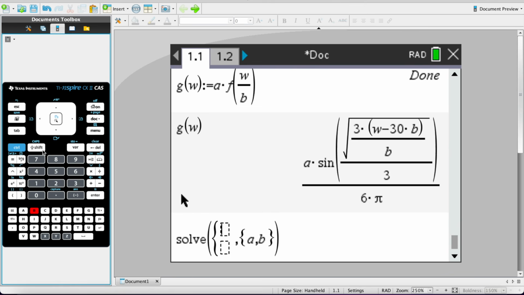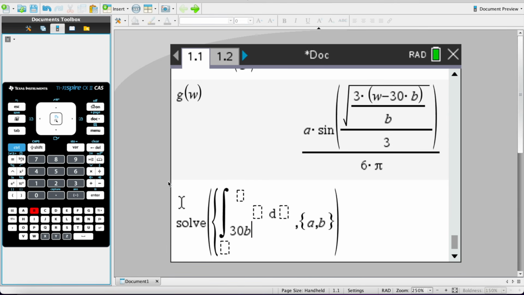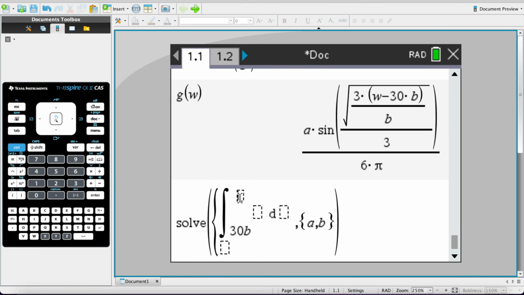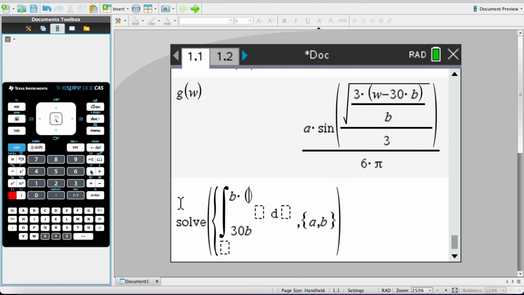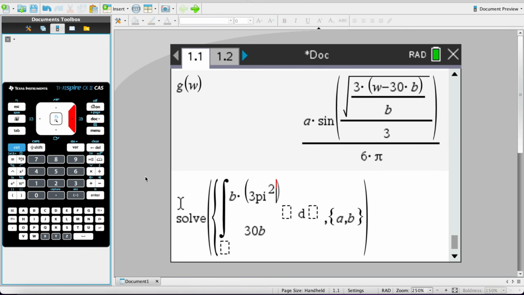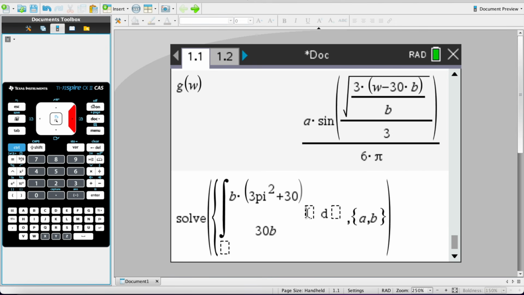Now that means the first equation is that the integral from 3/(2b) all the way up to b times 3 pi squared plus 30, and then it's just g of w dw, that's equal to 1.